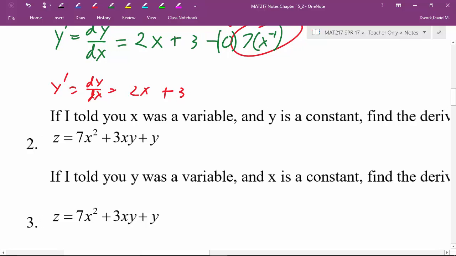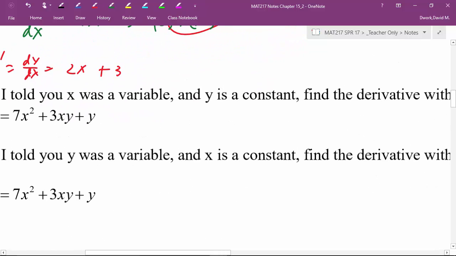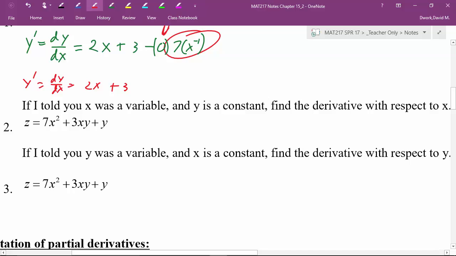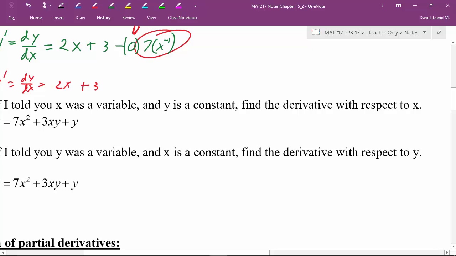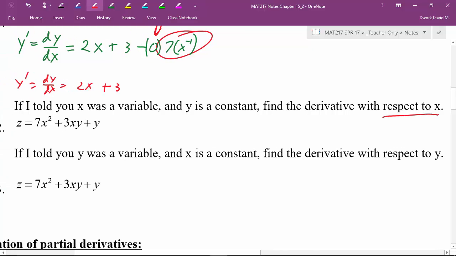Okay, so now, here we go. If I told you, for this function here, now notice it has a z, an x, and a y. And it's got a little interaction term that you learned about in the last section. If I told you x was the variable and y is a constant, find the derivative with respect to x. So what that means to me is we can think of this as, if I just gave you this problem, y equals 7x squared plus 3 times x times 4 plus 4. Would you know what to do?